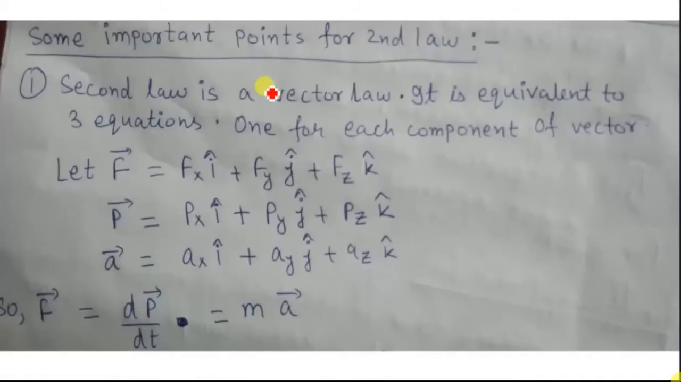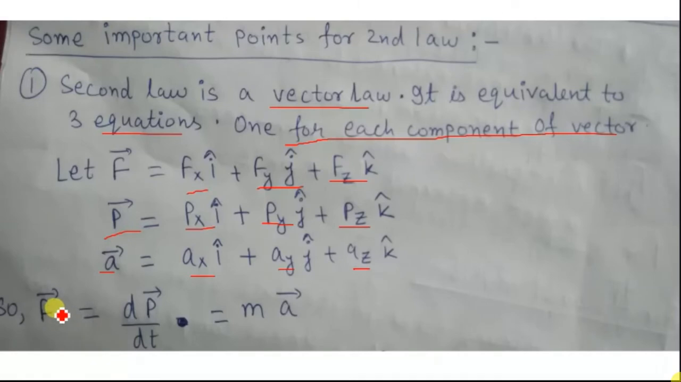Some important points for the second law. The second law is a vector law. It is equivalent to three equations, one for each component of the vector. Let F equal to fx i cap plus fy j cap plus fz k cap, and p equal to px i cap plus py j cap plus pz k cap, and a equal to ax i cap plus ay j cap plus az k cap.